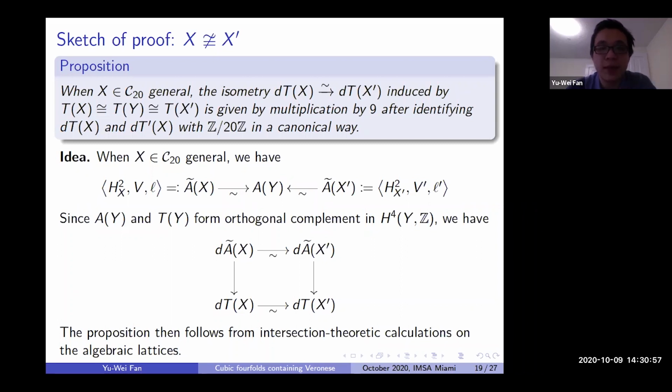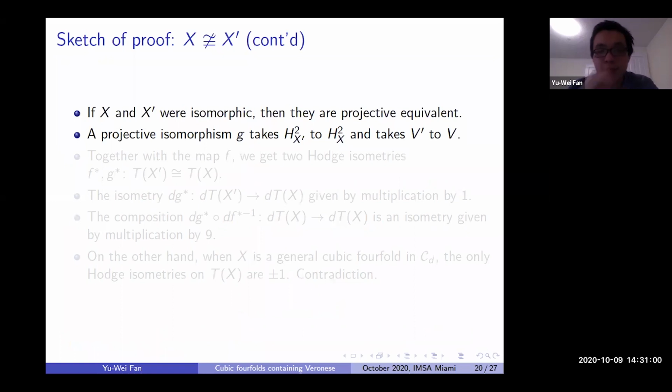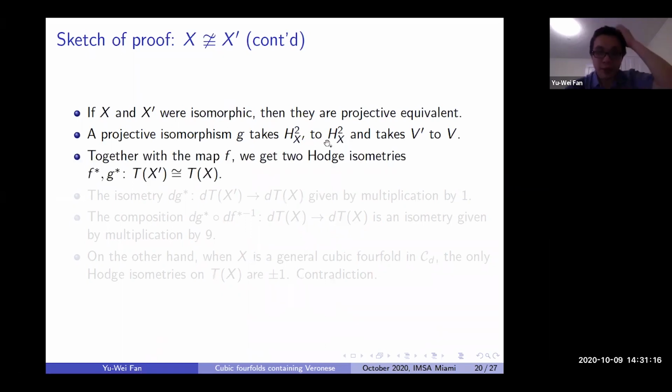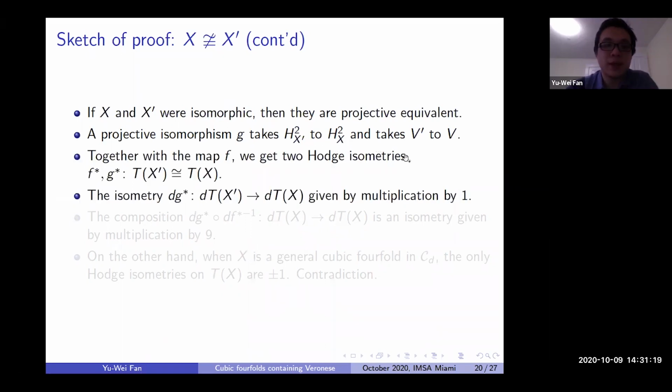Okay, and so to conclude the proof of the non-isomorphism: if X and X prime were isomorphic, then they're projectively equivalent, and the projective isomorphism would take hyperplane class to hyperplane class and V prime to V. So in particular, this induced map on the discriminant group of the transcendental lattice will be given by just multiplication by 1.